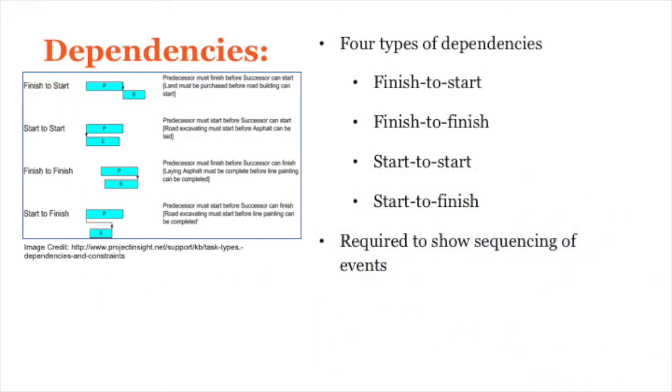Dependencies are important because they indicate the sequence in which activities must occur. There are 4 types of relationships between tasks: finish to start, finish to finish, start to start, and start to finish. After all dependencies have been identified, a network diagram is created to show the sequencing of projects. In addition, arrows are used to represent tasks and show dependencies, and this completed diagram is used to identify the critical path of a project.